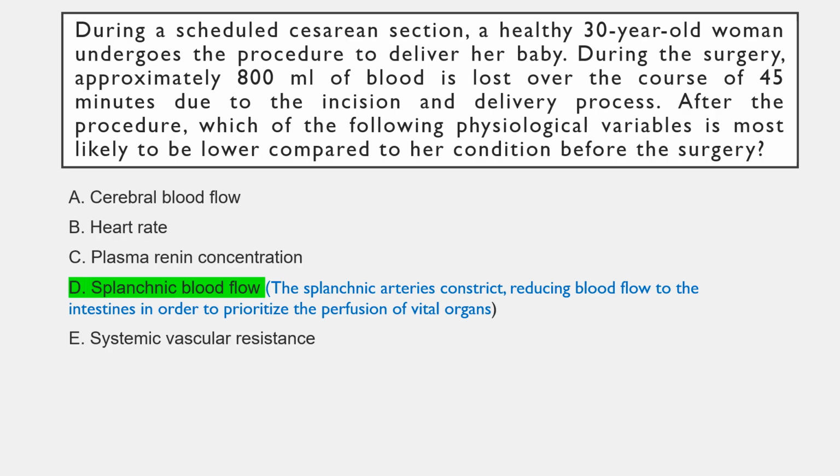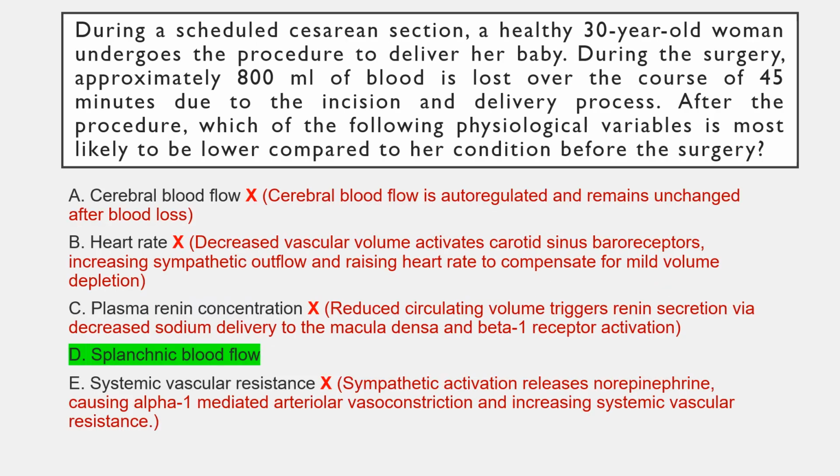Option D is the correct answer because following blood loss, sympathetic activation triggers vasoconstriction in the splanchnic arteries, reducing blood flow to the intestines. This mechanism prioritizes perfusion to vital organs like the brain and heart. Thus, splanchnic blood flow decreases after blood loss. Let's have a look at why the other options are incorrect.